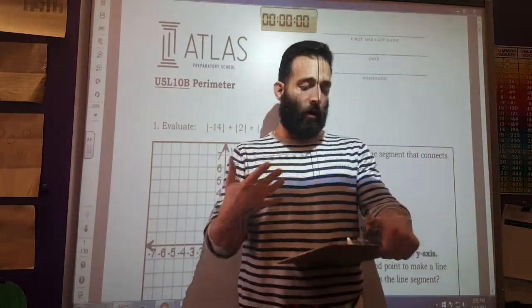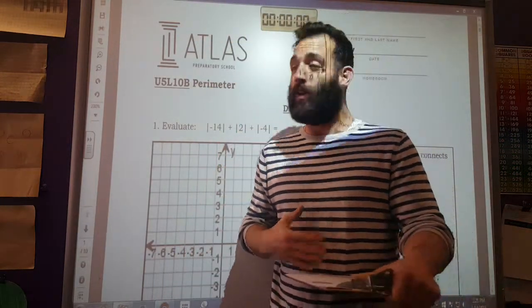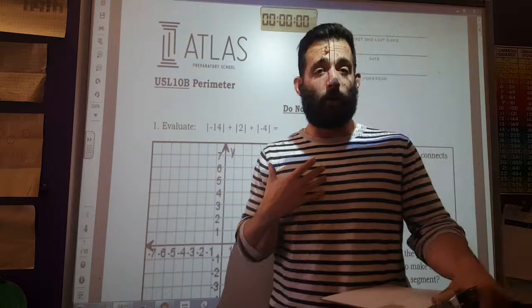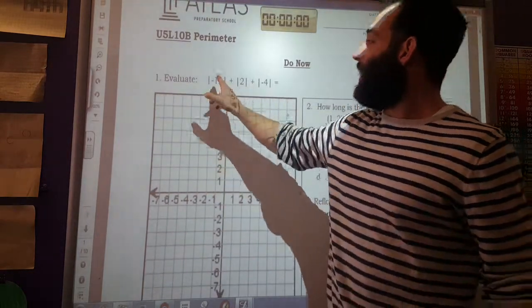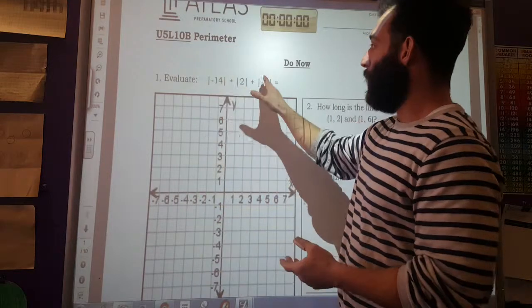All right, scholars, today we're going to be learning about perimeter. Today's unit is about perimeter, but first we're going to go over the do now. Now the first question is asking us to evaluate this equation.